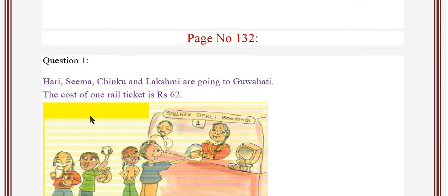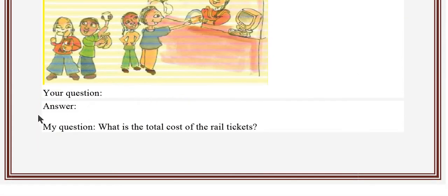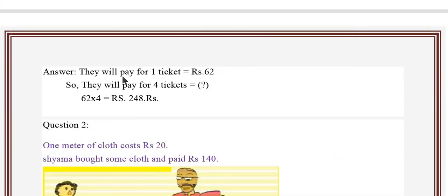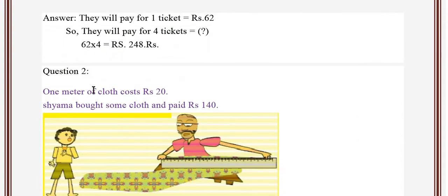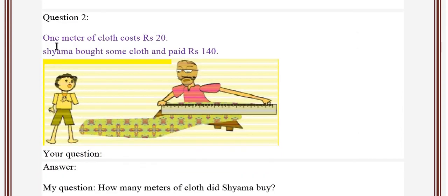Page number 132. Hari, Seema, Chinku, Laxmi are going to Guwahati. The cost of 1 rail ticket is 62. So, my question, what is the total cost of the rail ticket? They will pay 62 rupees for 1 ticket. They will pay for 4 tickets, 62 multiplied by 4, 248 rupees.